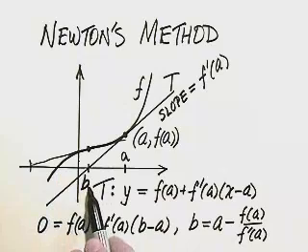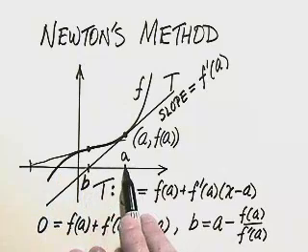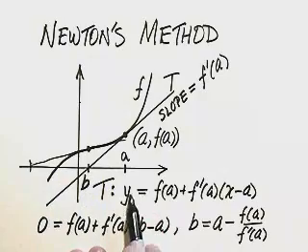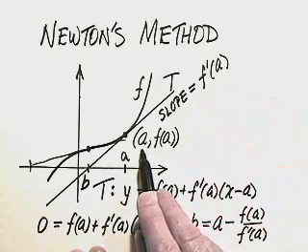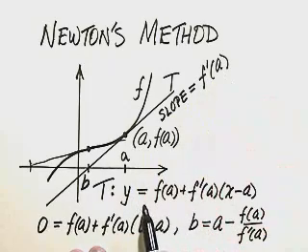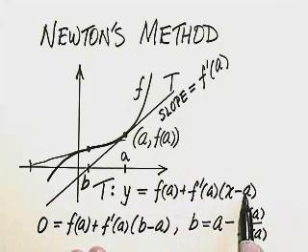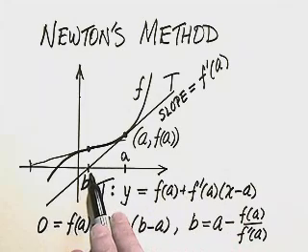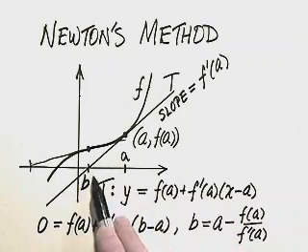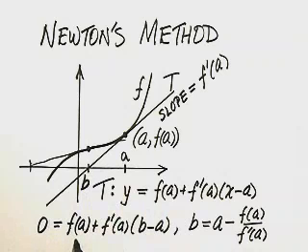Let's look first to see how we find this new point B from our starting point A. Notice the slope of the tangent line is f prime at A, and it passes through the point (A, f of A). So in point slope form, its equation is y equals f of A plus f prime at A times (x minus A). Now setting this expression equal to 0 means y equals 0, so that gives us where we cross the x-axis. So B is the solution of 0 equals f of a plus f prime of a times the quantity (b minus a). Well, that's very easy to solve.